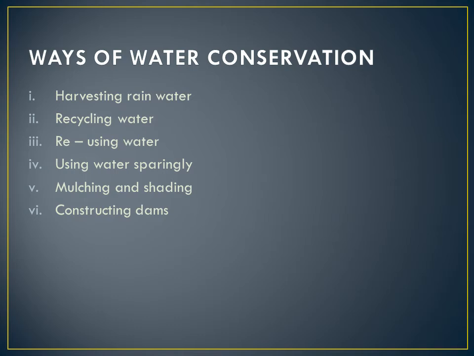Number one, harvesting rainwater. It simply means directing rainwater to areas where it can be stored. For example, houses should be fitted with gutters that can direct rainwater into water tanks for future use. Pupils, when we talk about gutters, these are the ones which are used to collect rainwater. Then they direct them to tanks.